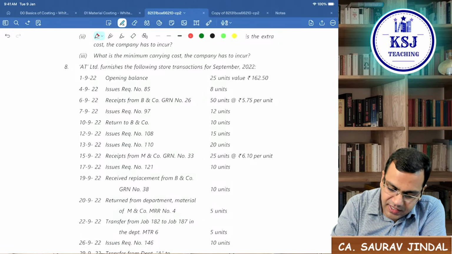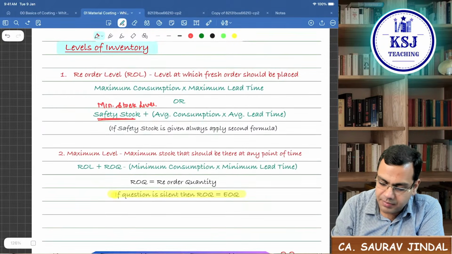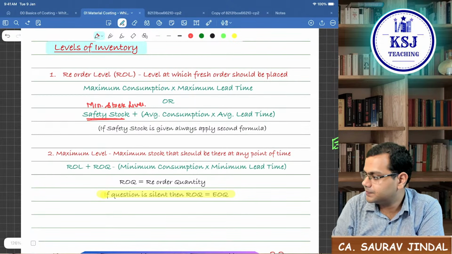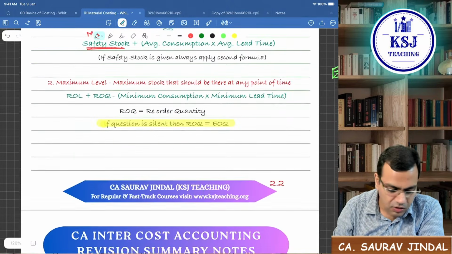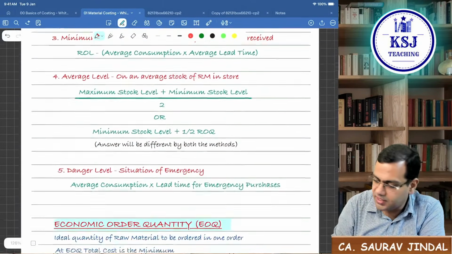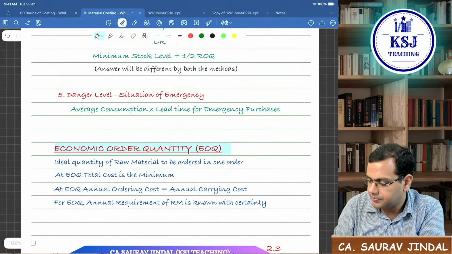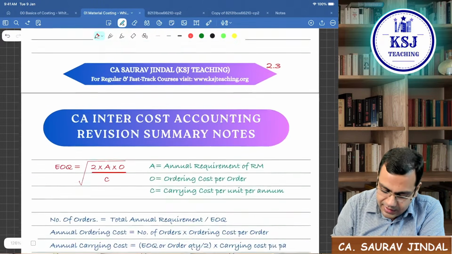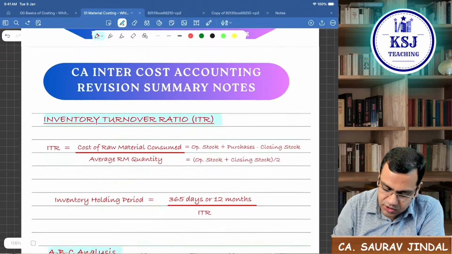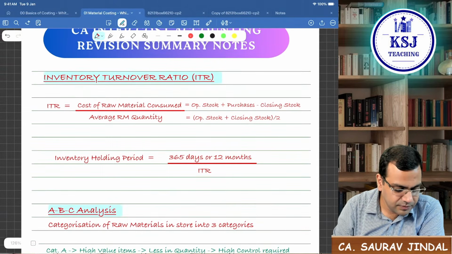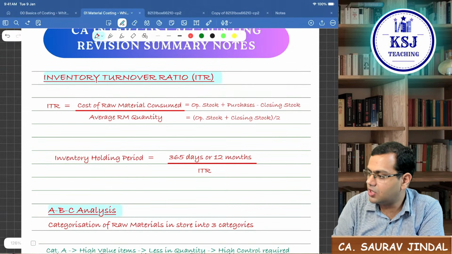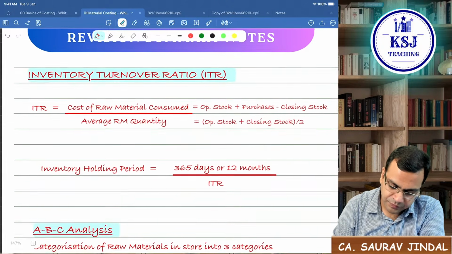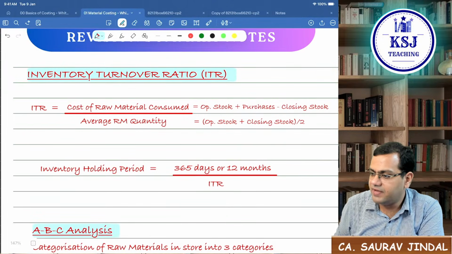So with this, we are done with the two very important topics, that is levels of inventory. Okay, so levels of inventory is done and EOQ is done. Let's come to our next topic, that is ITR, that is your inventory turnover ratio. Next topic that we have is inventory turnover ratio.